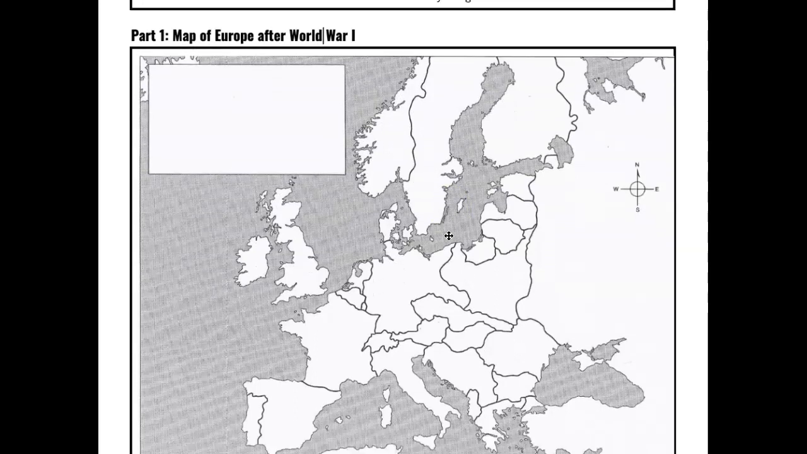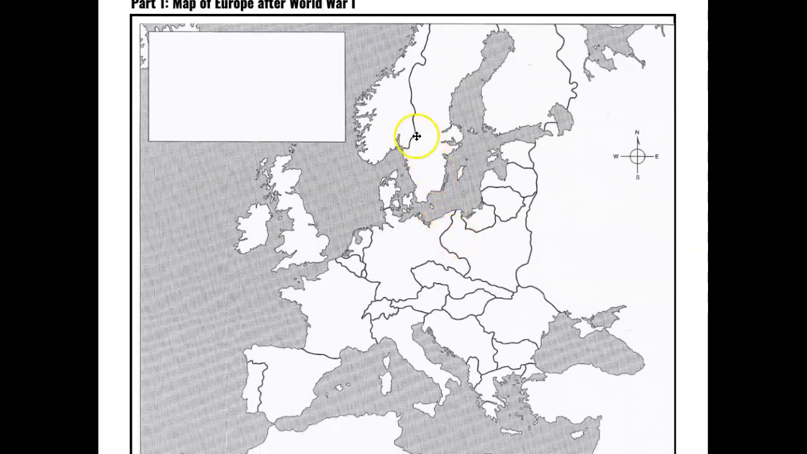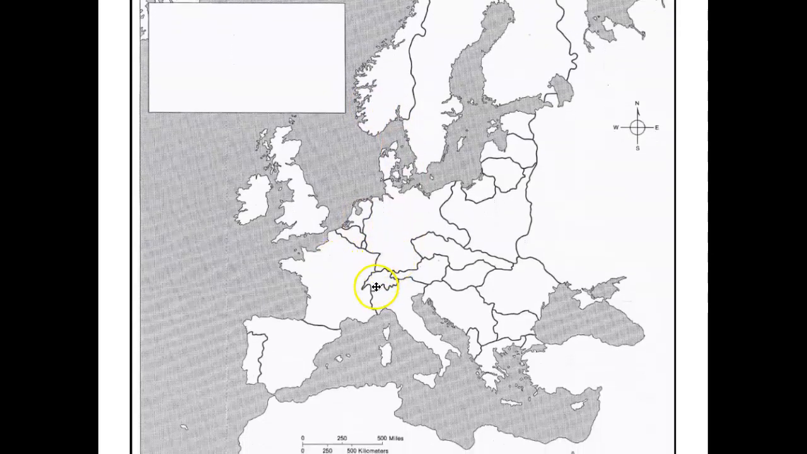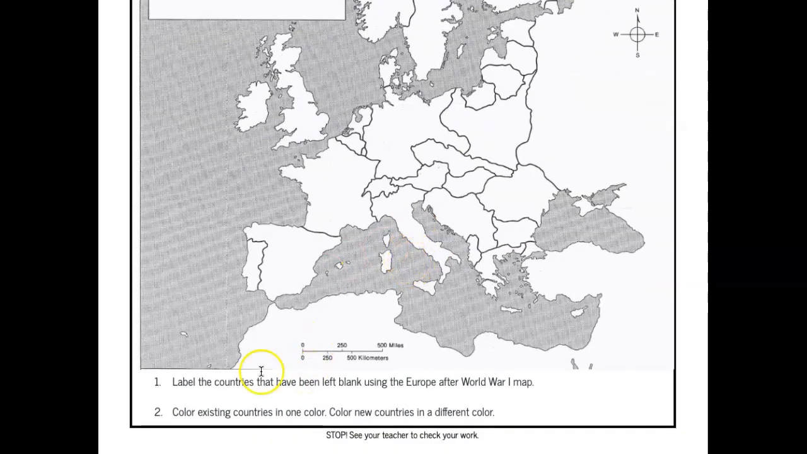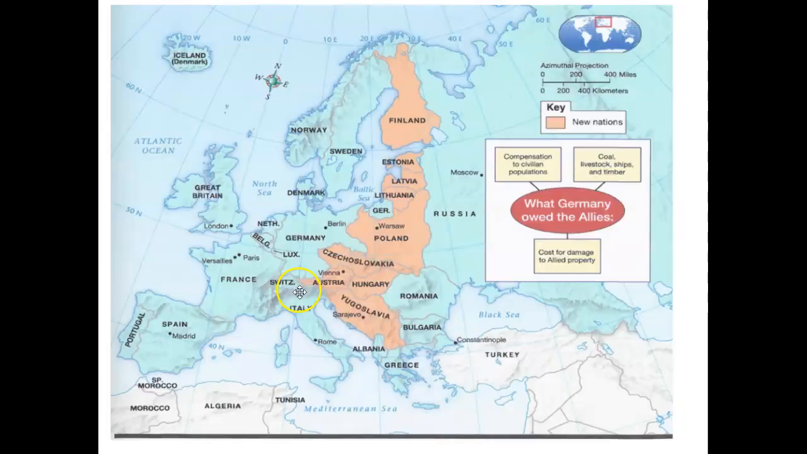You'll see on the first page kind of a similar map situation to what we had before World War I started. But you'll notice that there's some more lines going on here because territories really changed. That was one of the major outcomes of World War I. You'll see at the bottom of this page that you will need to label the countries that have been left blank, using the Europe after World War I map. It looks like this. You'll see the labeled countries here.